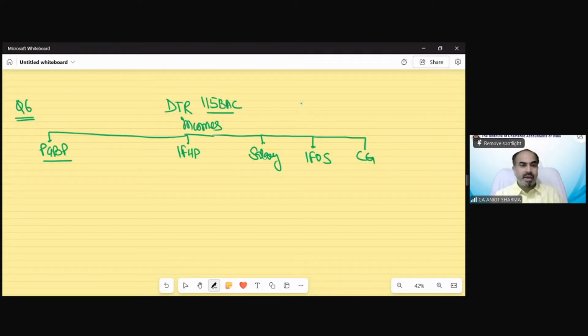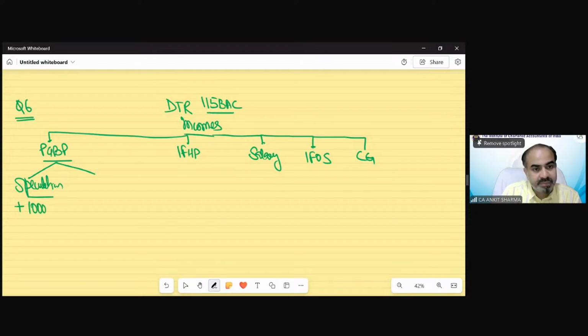Fine. In this question, when we have seen that question, there was PGBP, one was speculation business, speculation income that was given in the question, positive 1 lakh rupees. And there was a textile business.